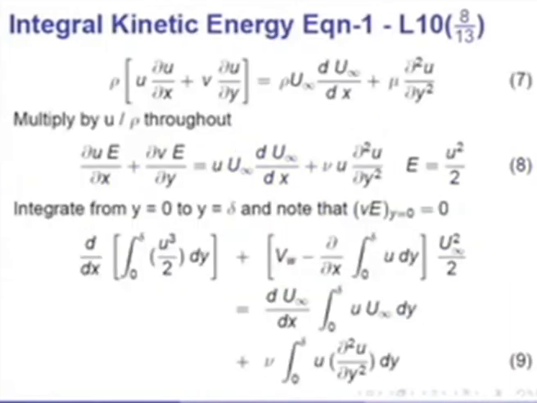There is another variant of the equation which is called the integral kinetic energy equation. It can be derived from the earlier momentum equation, but I will derive it from first principles. So, recall our momentum equation reads like that, where these are the terms. If I multiply each term by u divided by rho throughout, and define E as u squared by 2, then you will see this term simply can be written as dE by dx. This term can be written as v dE by dy, equal to u infinity du infinity by dx plus nu u d2u by dy squared. I repeat, E is the energy of the actual velocity, u squared by 2.